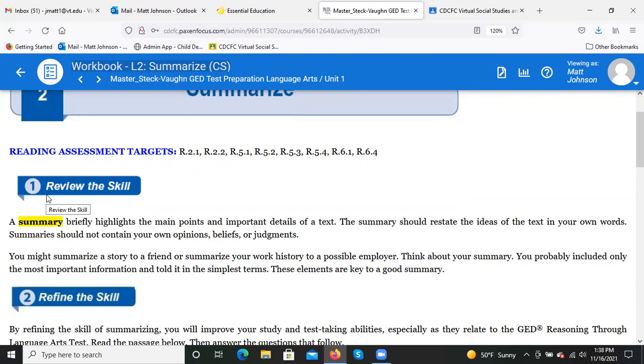So just reviewing here, a summary briefly highlights the main points and important details of the text. It should restate the ideas in the text in your own words, and you want to hit all the main points. A summary should not contain your own opinions, beliefs, or judgments.